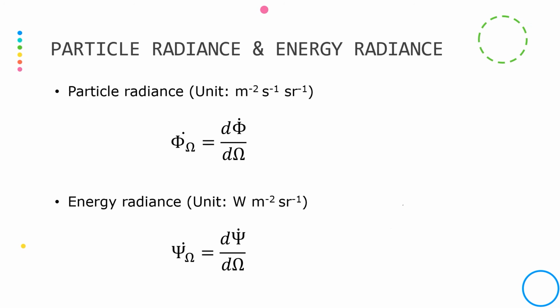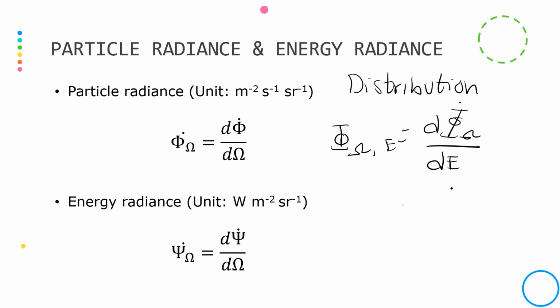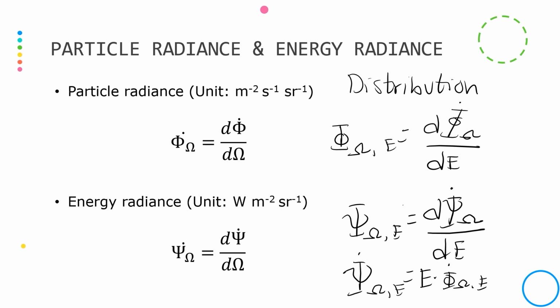The distributions of particle radiance and energy radiance with respect to energy are given as follows. So first we have the particle radiance, then we have the energy radiance. The two distributions shown here are related by this equation. So the distribution for the energy radiance is equal to E, the energy, times the energy distribution for the particle radiance. This quantity shown is sometimes termed angular flux or phase space flux in radiation transport theory. So these quantities are the last quantities that we will discuss for the scalar radiometry part.